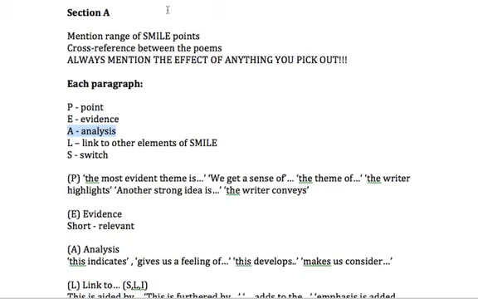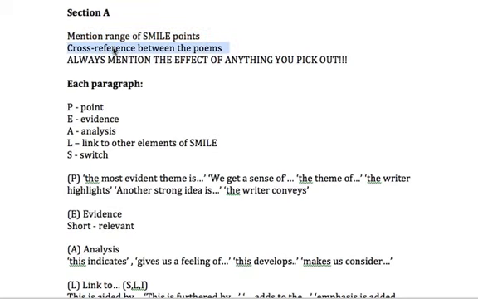So the first and most important thing throughout this is to remember that you have to mention a range of SMILE points, okay? Structure, meaning, image, language, and the effect on the reader. So try and pick out as many of them as you can and link them, show how everything supports the meaning. Okay, so basically if you pick out something for structure, say this also helps us to see whatever part of the meaning you're talking about, and then explain the effect on the reader, what it actually does.